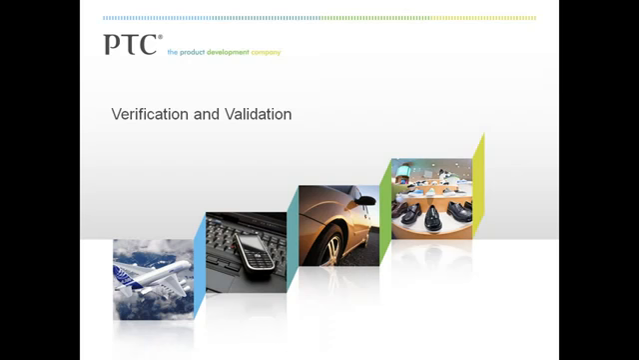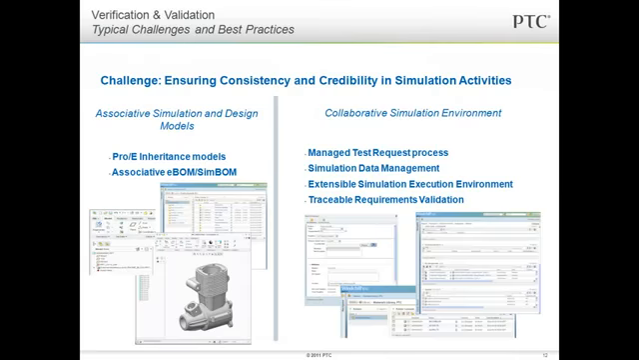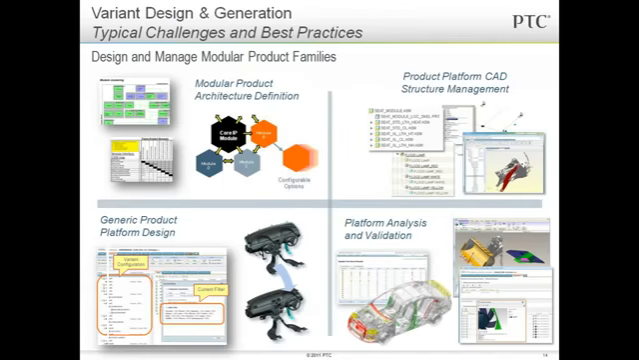Under V&V, or verification and validation, we have already spoken about using Mathcad to verify requirements. What we didn't talk about was using Creo and Mathcad in conjunction with PTC's PLM solution to not only manage data, but also trace requirements. Finally, under variant design and generation, Creo provides a platform that allows you to design and manage modular products. Mathcad can also be used to analyze modular components. In our demo, we explain how we can easily change parameters in the Mathcad worksheet to drive a geometry change when there's a new or modified design.